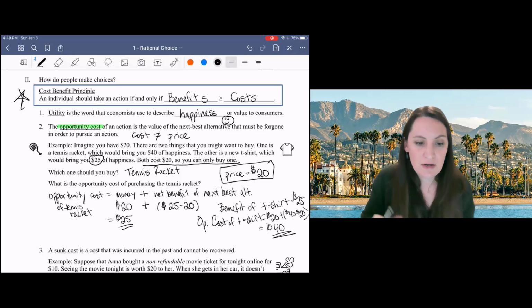All right, so now we can see how the cost benefit principle can be applied only if we take into account opportunity cost. So everything we will do moving forward, we will always strive to take into account our opportunity costs.